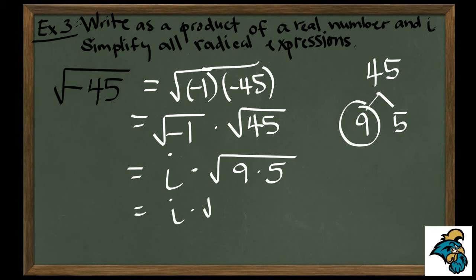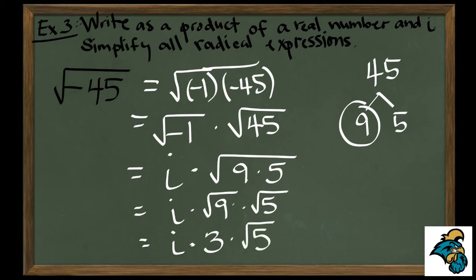So now I have i times the square root of 9 times the square root of 5, which is i times the square root of 9 gives me 3. The square root of 5, it's not a perfect square and it can't be broken down any further, so I'm going to leave that as is. Again, if you had the answer i 3 root 5, that is fine, but we typically put the i at the end, so I'm going to write my answer as 3 root 5 i. Again, the i should not be under the radical.